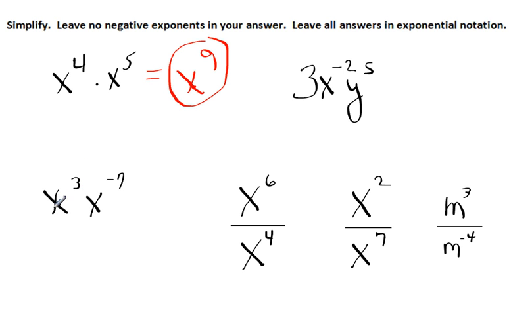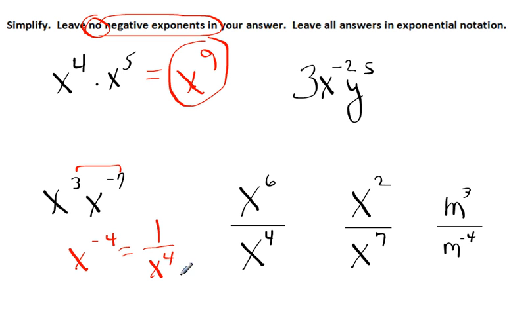I guess we'll go to this one. X to the third times x to the negative seventh. I'm going to add these powers and get x to the negative fourth, which is fine and dandy, but you cannot have negative exponents in your answer. So negative exponent just means flip it. So it's 1 over x to the positive fourth.